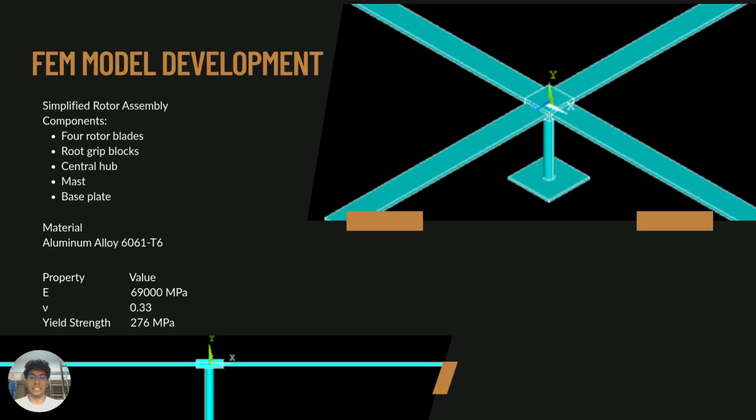The model was intentionally simplified to focus on the structural behavior rather than the aerodynamic shape optimization. The material selected was aluminum alloy 6061-T6, which has a Young's modulus of 69,000 megapascal, a Poisson's ratio of 0.33, and a yield stress of about 270 megapascal. The analysis was performed using the Newton, millimeter, megapascal unit system.